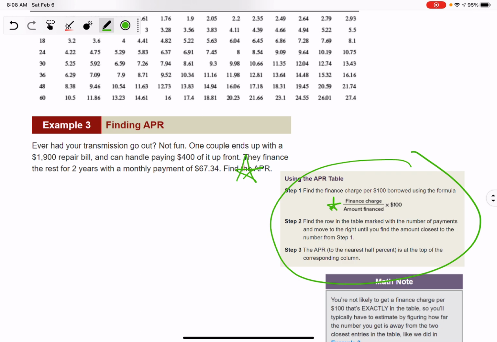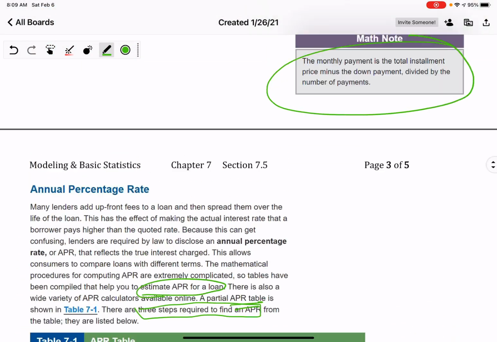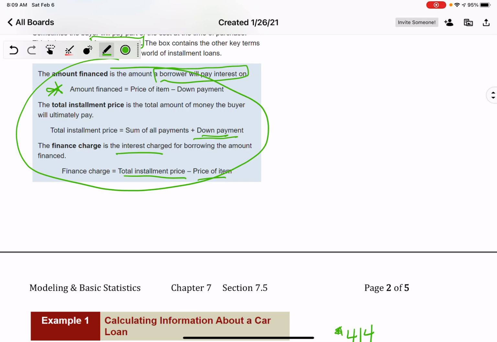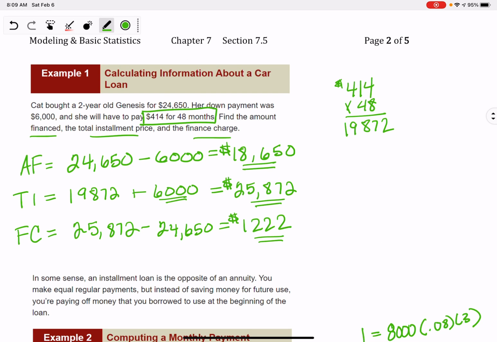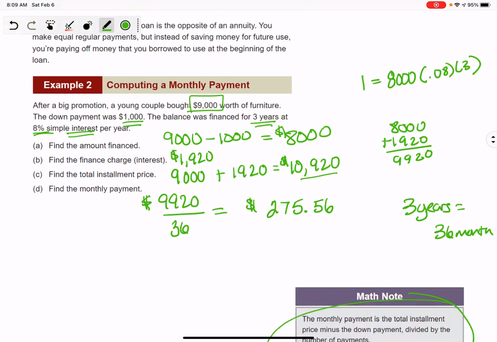So we're going to find the finance charge by taking our $1,900 and subtracting our down payment just like we would normally. And that's going to give us our amount financed, which we will need. And then our finance charge would be, let's go back up and look at this again. Total installment price minus the price of the item. So we'll need our total installment price first.